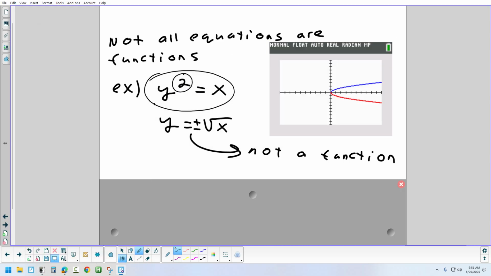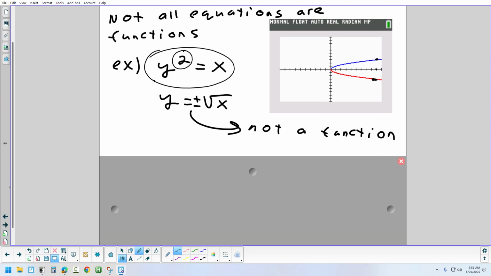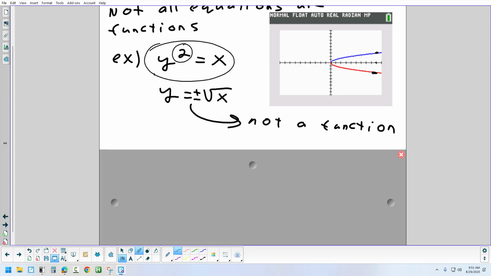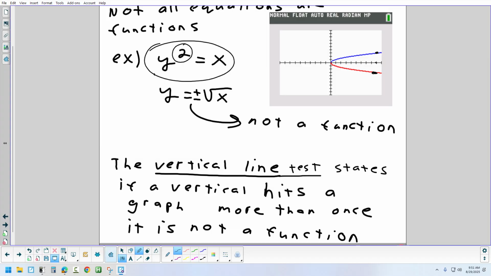If I pick an input value of, let's say, 9, I could be here at 3. I think it's about 3. Or I could be at -3. That is not a function. So for the input value of 9, there are two different output values. 3, -3. That fails the vertical line test.